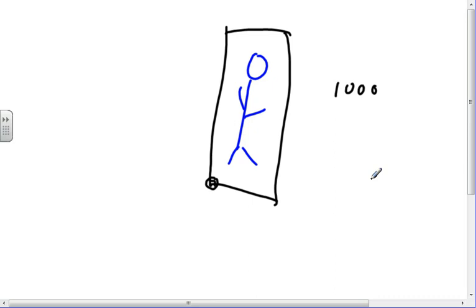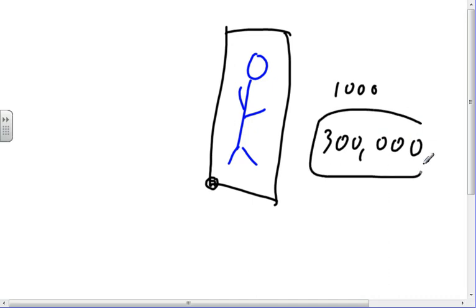If I have something really old, something 300,000 years ago, is carbon dating going to work? No, it's not going to work. It's all gone already. Okay, so that's what that's all about.